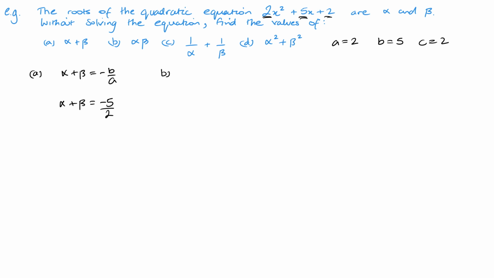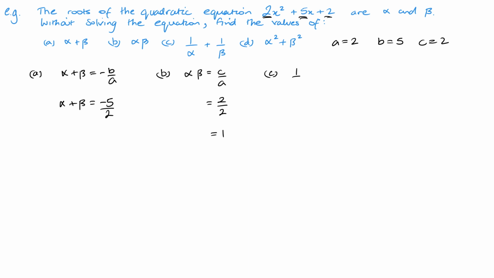Nice and easy. Looking at b, we want alpha times beta. Now this was c over a. So if I again look back at my values that I've written here, c is 2, a is 2. So our alpha times beta is just 1.